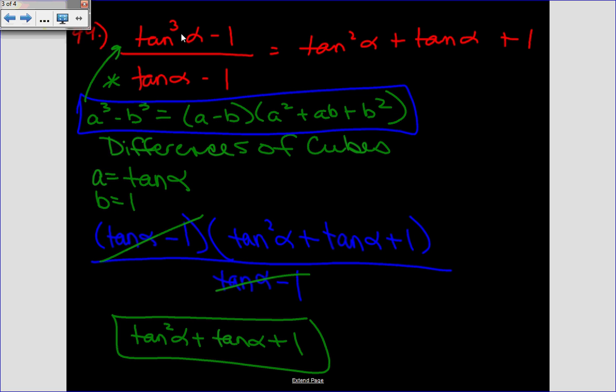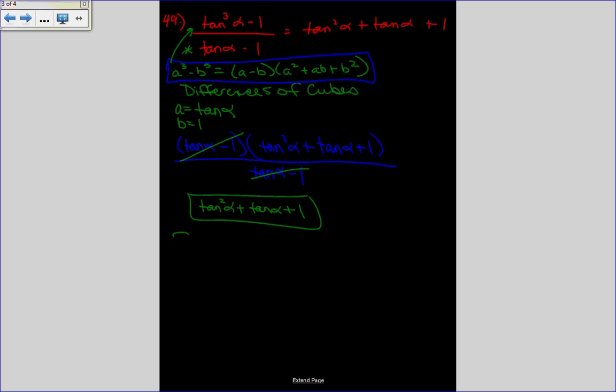Now, I will say, if you need the sum of cubes, the sum of cubes formula is going to be A cubed plus B cubed is equal to A plus B times A squared minus AB plus B squared. That is the sum of cubes. You may need that formula too.